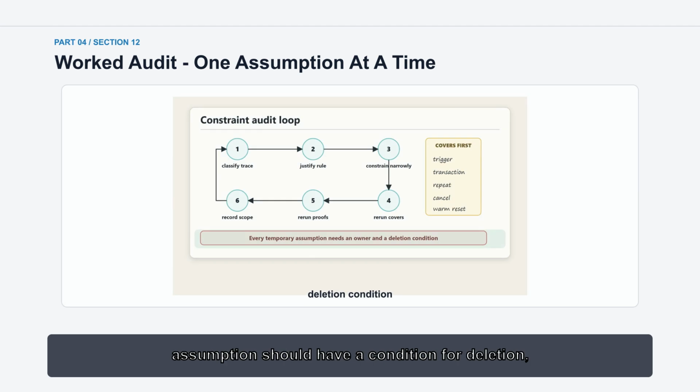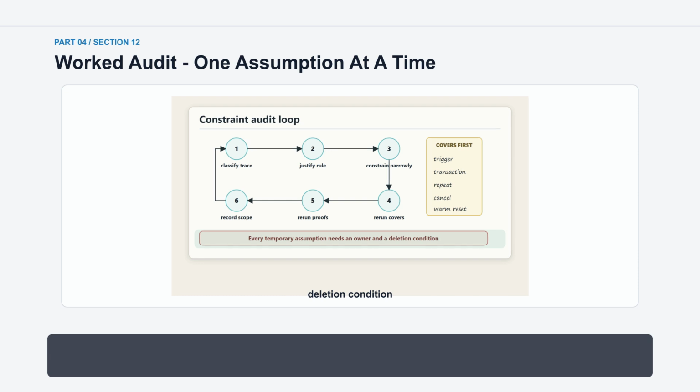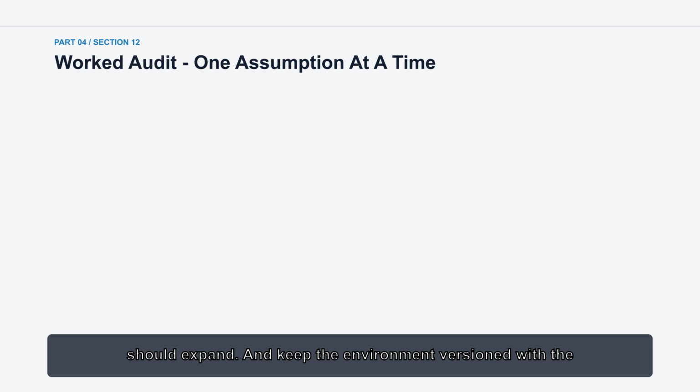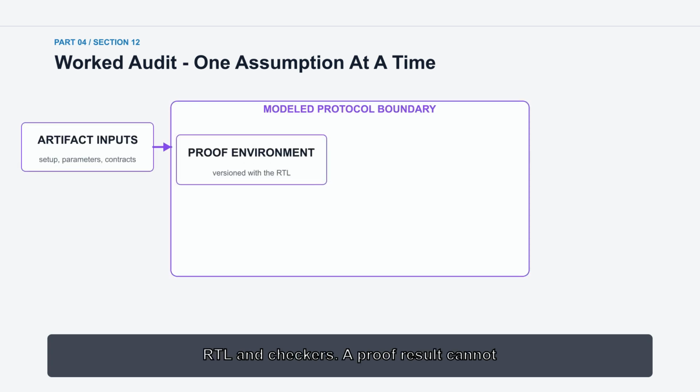A temporary assumption should have a condition for deletion, not merely a comment saying temporary. For example, remove this opcode restriction after the basic request, cancellation, and repeated transaction covers pass. That condition lets the team know when the proof space should expand. And keep the environment versioned with the RTL and checkers. A proof result cannot be reproduced from the property file alone. The assumption set, tool setup parameters, and exact design revision are all part of the artifact.